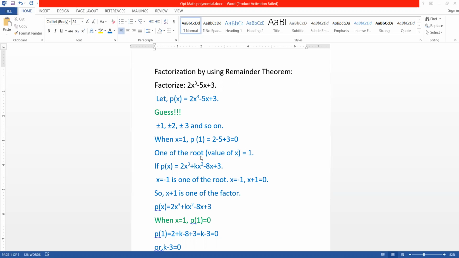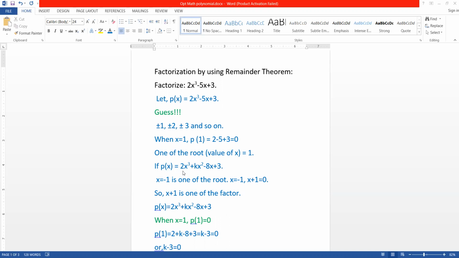Remember that root here means not the science root, not fibrous root or taproot, but the value of the variable used in the equation. Sometimes if there is 2y cubed minus 5y, then we have to write the value of y. So the values of the variables used in the equation are known as roots of the equation. So when x equals 1, we got exactly 0. So one of the roots is x equals 1, and one of the factors can be x minus 1 equals 0.